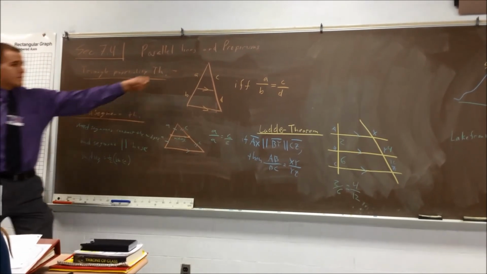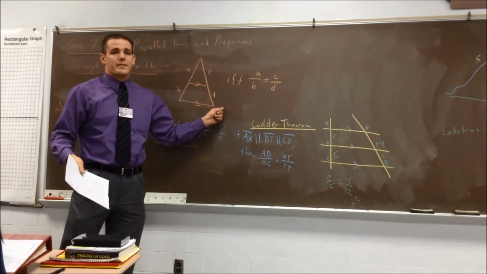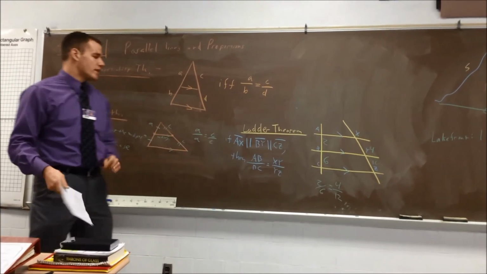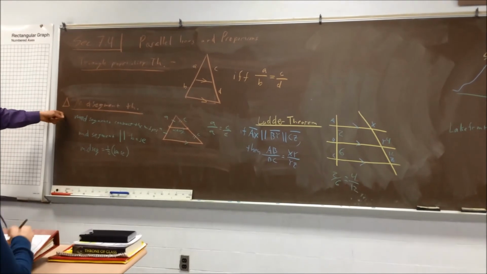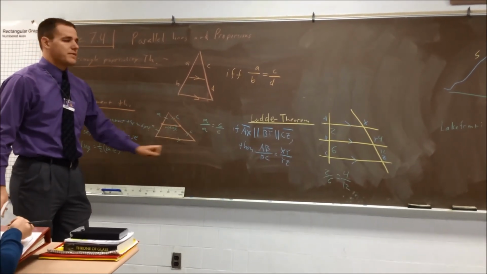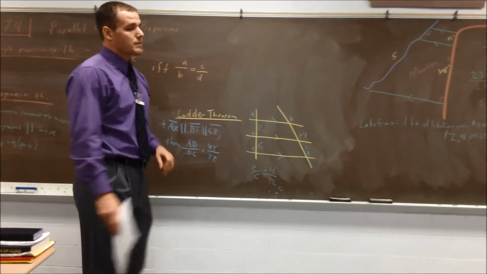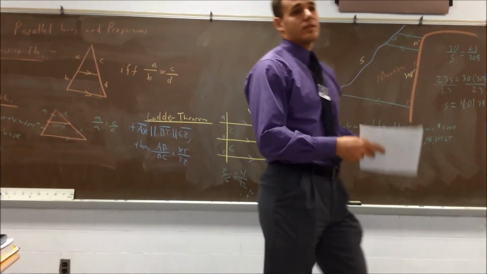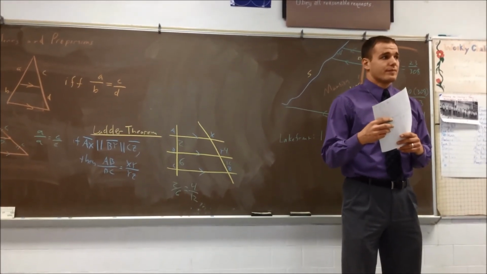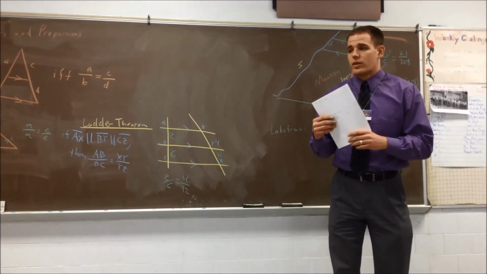So, triangle proportionality theorem, top over bottom, top over bottom. If they're equal, then the lines are parallel. Or if the lines are parallel, then those things are equal. Midsection theorem, the midsegment is parallel to the base, and it's exactly half of the base. Then we got the ladder theorem going on here. Questions? Then you may go ahead and begin your homework.